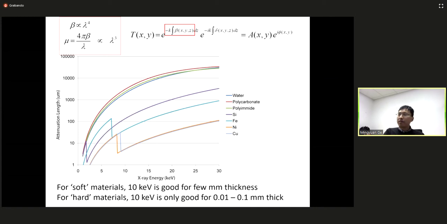But the good thing is that for X-rays, we have tunability. So we can go to very, very high energy, like 200 keV. In that sense, we can use X-rays to examine metal parts, like engines, like bulk pieces, we can see through them all. So X-ray is really powerful compared to visible light because it can penetrate hard materials.